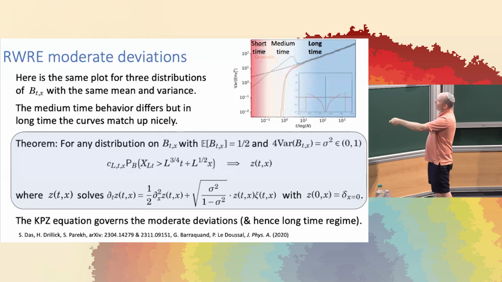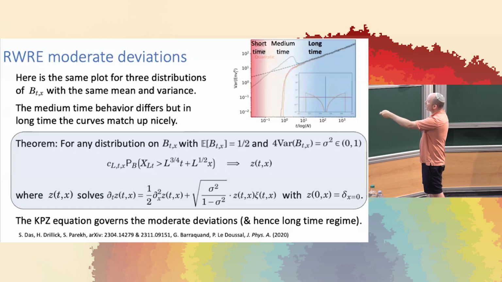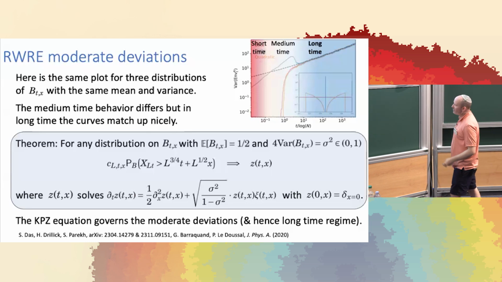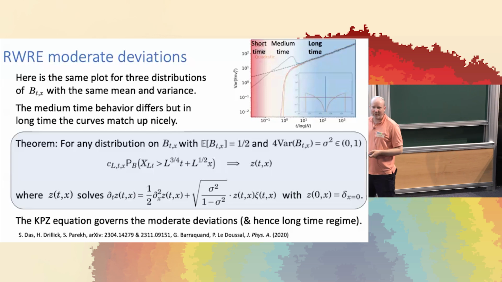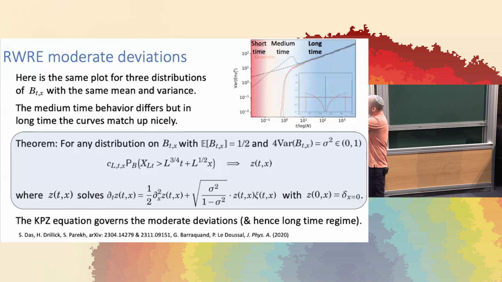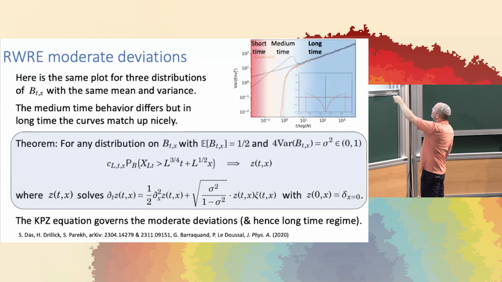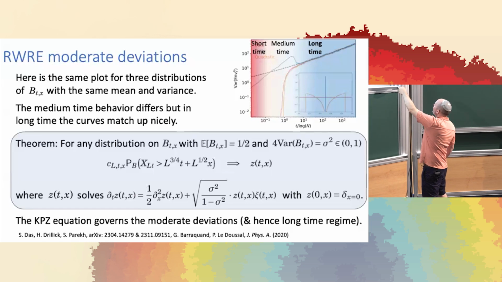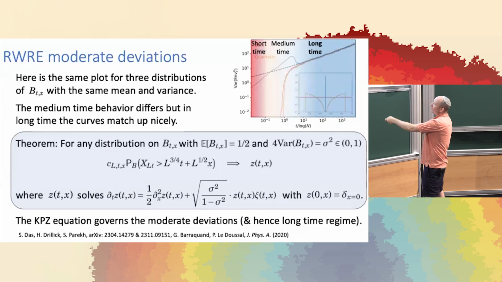And the only thing that impacts this is the coefficient in front of the noise term. So this is space-time white noise, and this is a multiplicative term. The coefficient of the noise depends on this sigma squared, in a very simple way, the square root of sigma squared over 1 minus sigma squared. So in other words, if I probe the moderate deviations in this L^(3/4) scale, which is somehow corresponding to the transition away from this medium to the long time scale in this picture, then I get something that's universal.